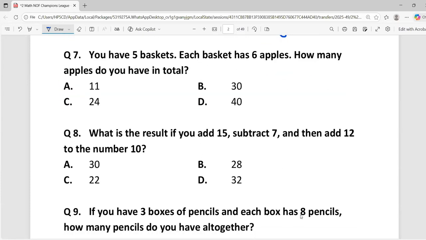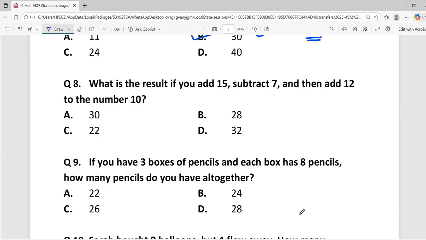Next one, you have 5 baskets. Each basket has 6 apples. How many apples do you have in total? So we have 5 baskets and each basket has 6 apples. We have to multiply 5 into 6, and the answer is 6 5s are 30. So we will have 30 apples in total because we have to count the total. So option B, 30, is correct for question number 7.